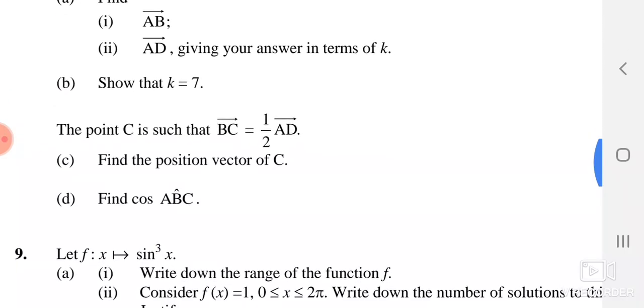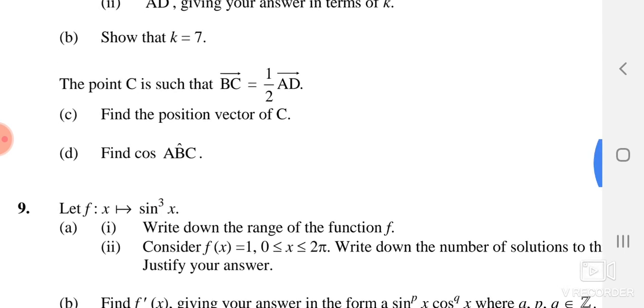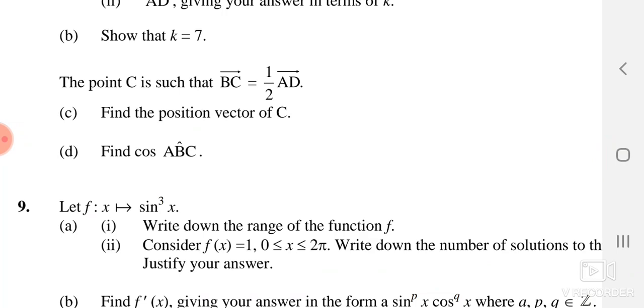Now in the same way I'm moving to the next part. Find the position vector of C. BC can be written as OC minus OB, and 1 over 2 AD could be written as OD minus OA. I already have explained these points are given. If we write them in OD form, then that becomes the position vector. With the help of the position vector, we can calculate the position vector of C by changing the subject. Okay, find cos ABC. Here once again you need to take the dot product of two vectors BA and then BC.